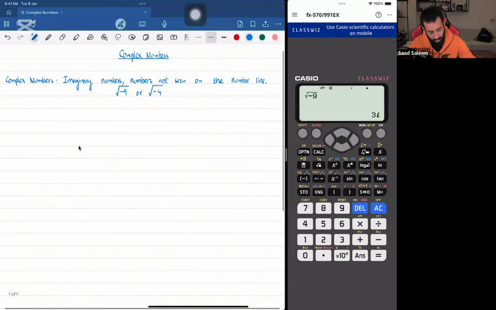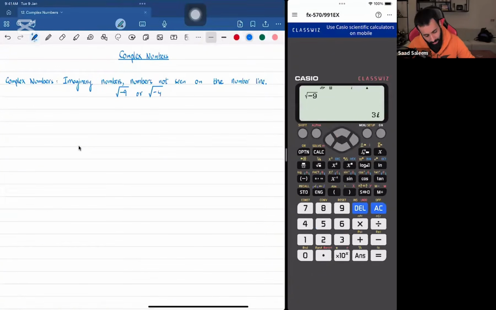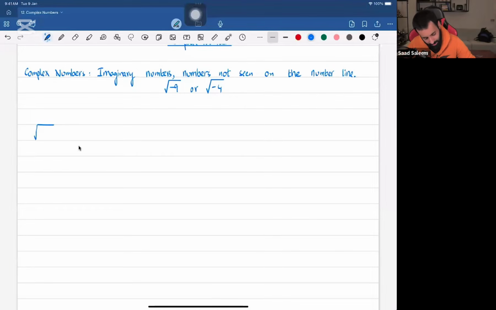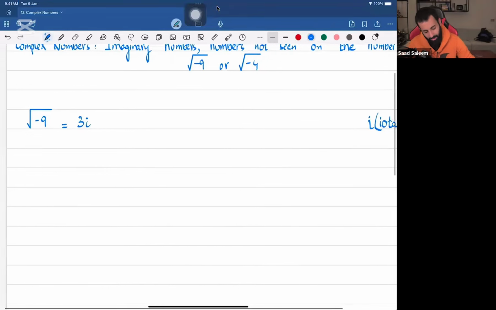So we saw how the square root of -9 is actually equal to 3 iota. So in complex numbers, the square root of -9 is equal to 3 iota. The question is how? The answer is by making a small assumption and setting i, which is referred to as iota, equal to the square root of -1. So what's i equal to? i is equal to the square root of -1, which is why root -9 is equal to 3 iota.